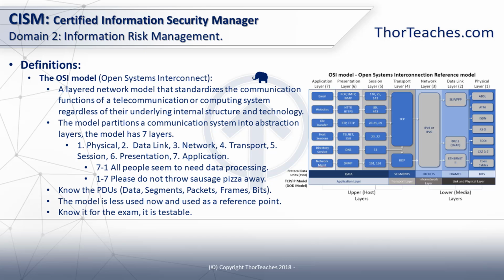The Open System Interconnect model, or OSI model, is a layered networking model that standardizes communication functions of our telecommunication or computer systems, regardless of our underlying structure and technology. That's quite a mouthful. What it really means is, the model is agnostic of what technology and applications you use. It breaks all the traffic down and then sends it over the internet. The OSI model has 7 layers. Layer 1, physical, 2, data link, 3, network, 4, transport, 5, session, 6, presentation, and layer 7 is the application layer. For the exam, I would know each of the layers, what they do, and their order.